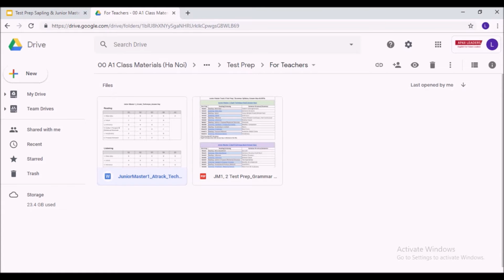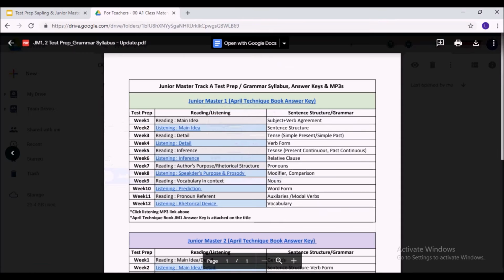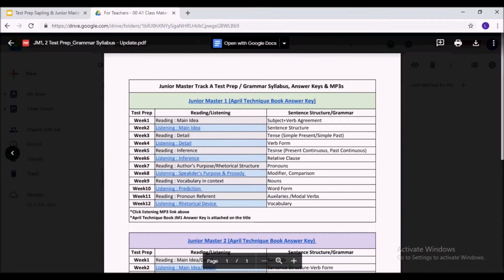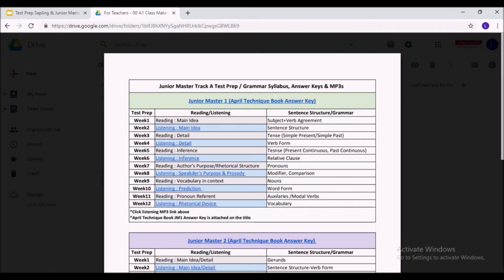Okay, here I am on Google Drive, and I'm in the test prep folder and the for teachers folder. First, this is the syllabus, so it will outline what lessons you're teaching during what weeks. For example, on week 1, you'll be teaching reading main idea from reading, and then over on this side, from sentence structure, you'll be teaching subject and verb agreement.